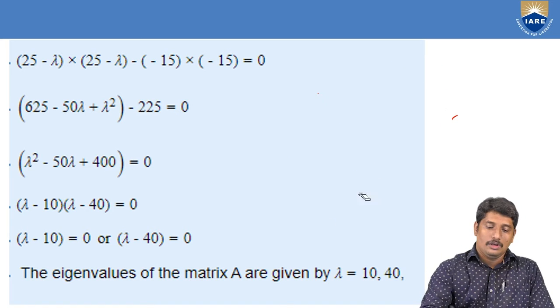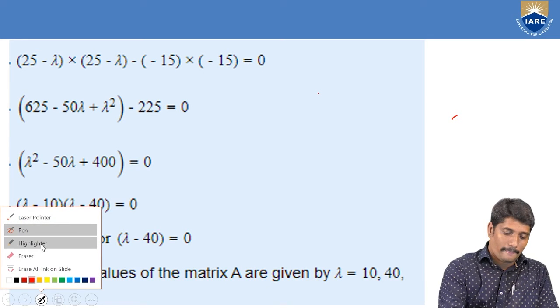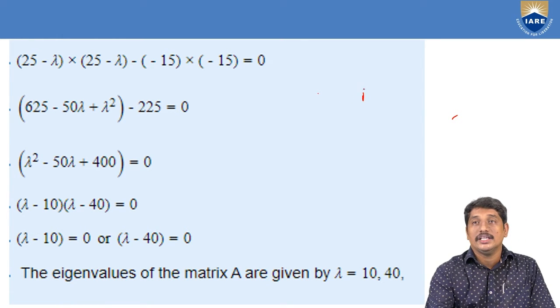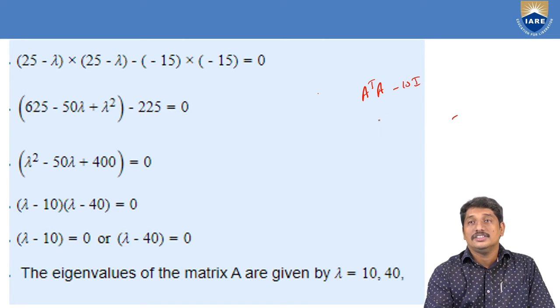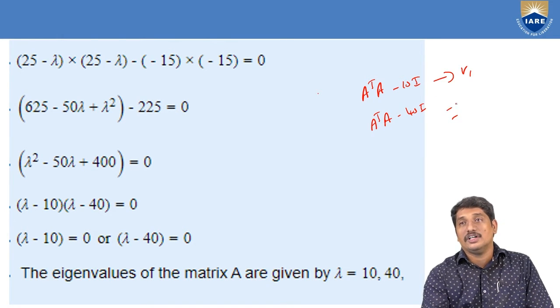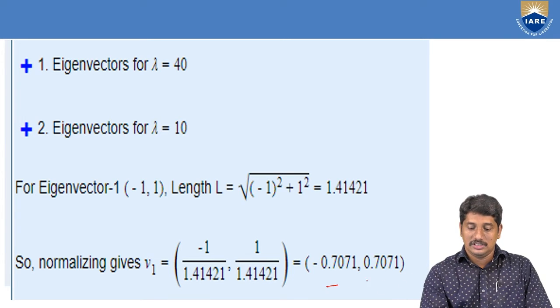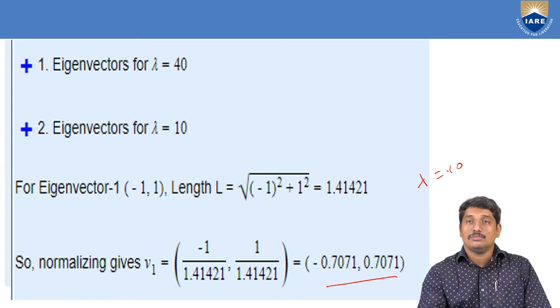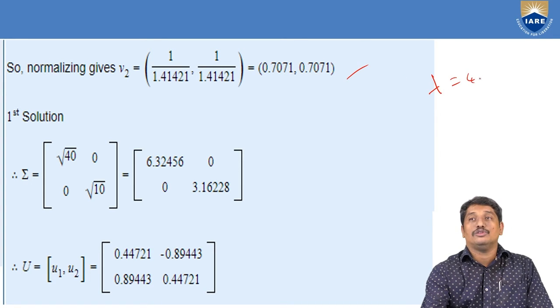Now after getting these eigenvalues, just like the previous way, we can calculate A transpose A minus 10I, and hence we get an eigenvector. Similarly, A transpose A minus 40I, we get another eigenvector. We call them V1 and V2. You can find them here. This is V1, corresponding to the eigenvalue lambda is equal to 10. This is the norm. And this is V2, which is corresponding to lambda is equal to 40.